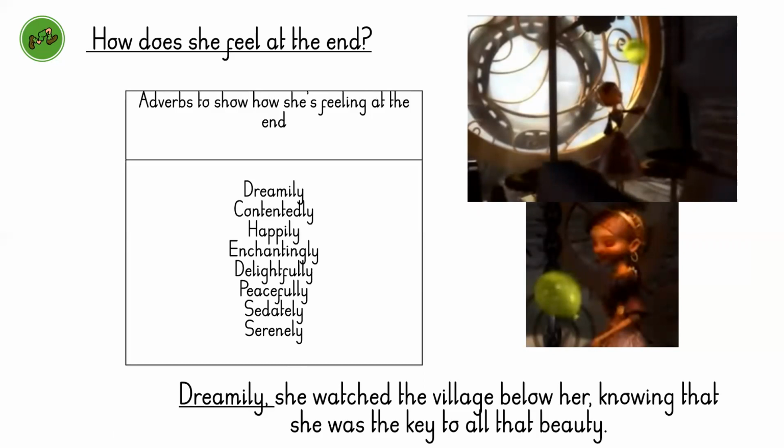Okay, right at the end where she's realized that she is the reason that the world around her is going to keep going, and she has this really important job that she has to do to make sure that all that color and all that beauty remains within the world. Okay, and so for my example sentence, I've gone, dreamily she watched the village below her, knowing that she was the key to all that beauty. Okay, so you're sort of ending on the fact that she has realized just how important she is to the village around her. Okay, and the fact that she's sort of watching it go by, knowing that she is that important part.